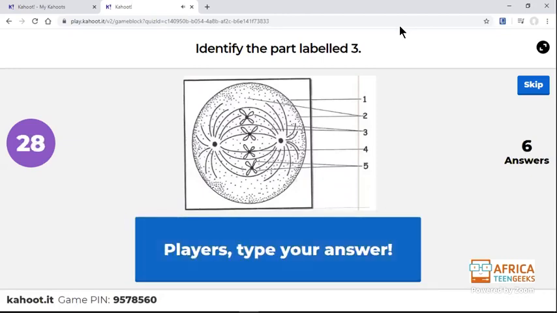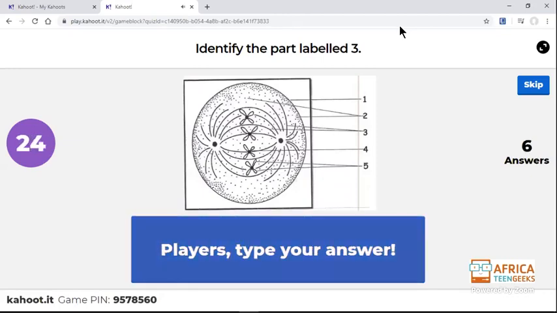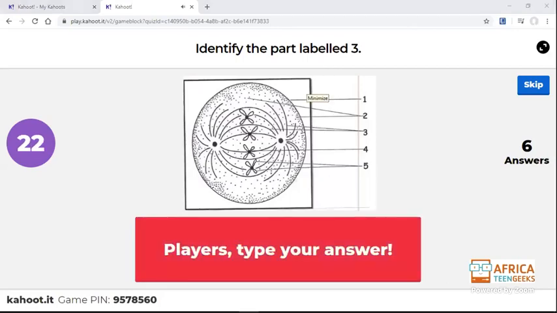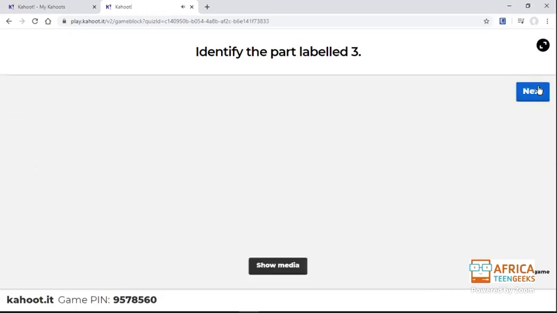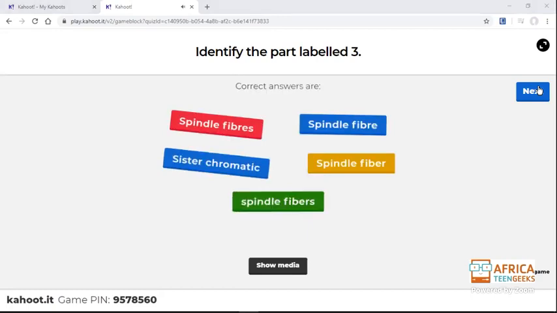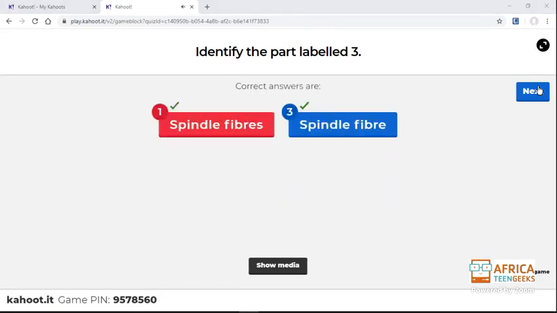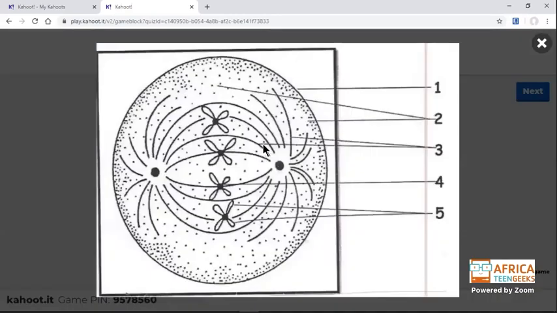Yes, Megan. So let me just skip this and you'll see the correct answer because time is up. So if you said spindle fibers or spindle fiber, you are correct. So look at it properly. It is connected to the centriole. So that is the spindle fiber.